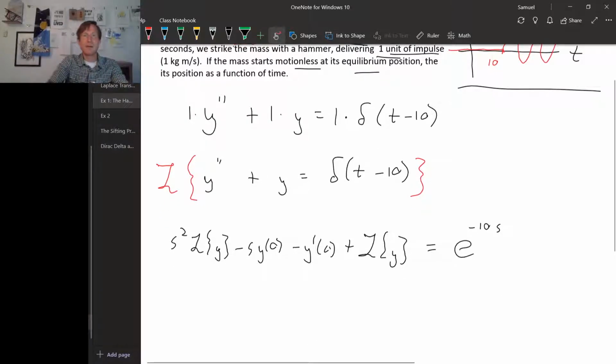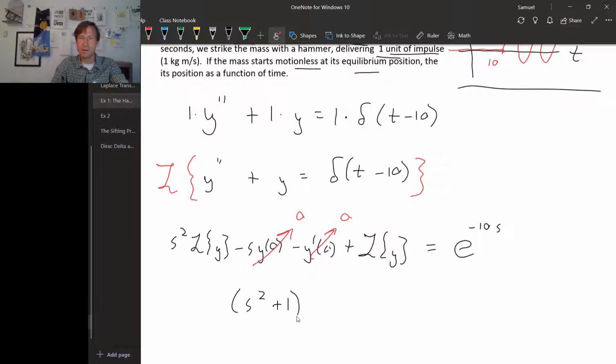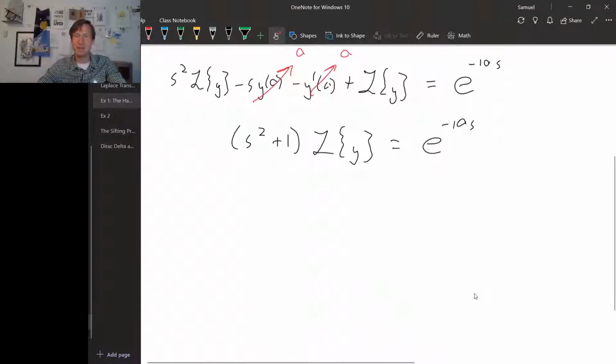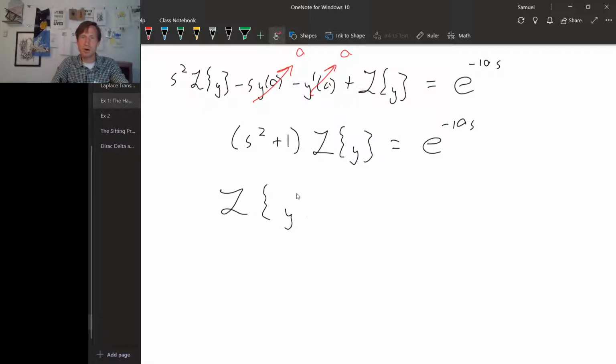Now our initial conditions make these terms both go to 0. So factoring out the Laplace transform of y on the left-hand side, we get s squared plus 1 times the Laplace transform of y equals e to the minus 10s. And now we can finish solving for the Laplace transform of y. The Laplace transform of y equals e to the minus 10s over s squared plus 1.